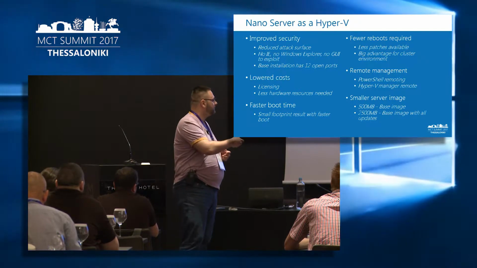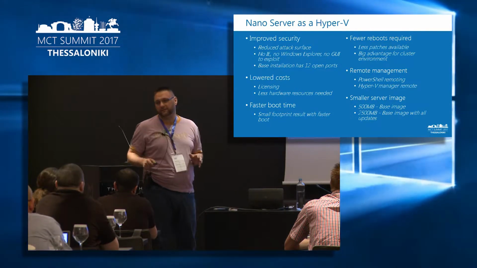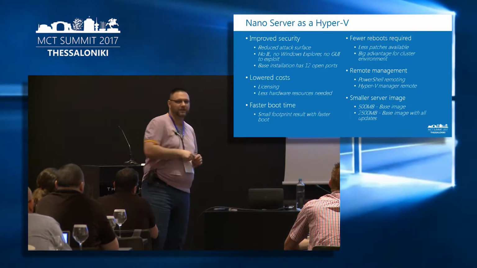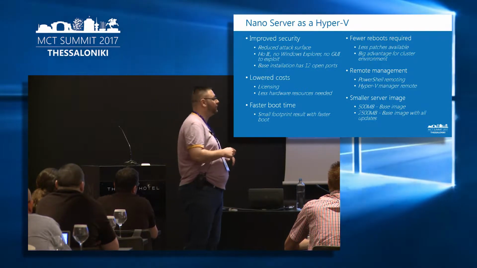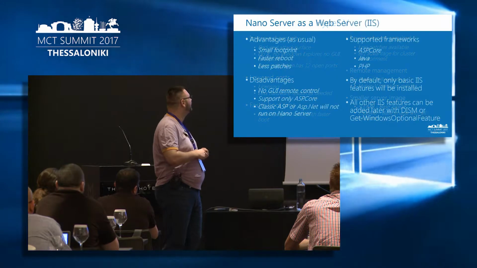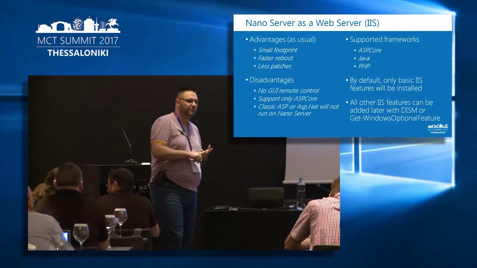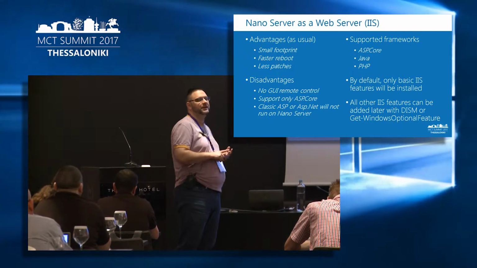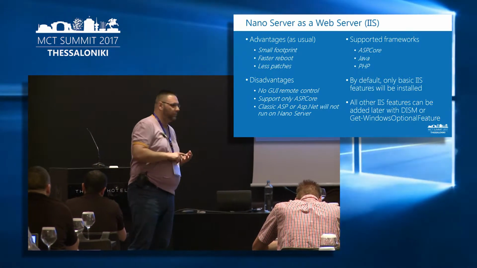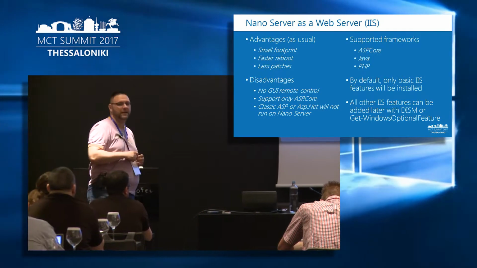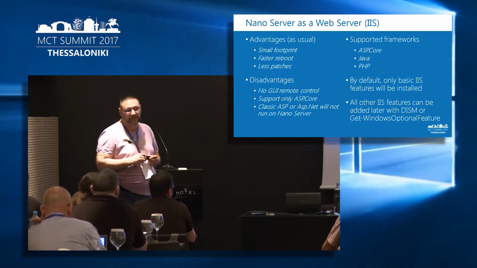You can use a 500 megabyte base image; with all patches it is 2.5 gigabytes for now. 2.5 gigabytes. Nano Server, as I said, as usual, has a small footprint. We don't need so many restarts, fewer patches. We don't have a GUI, as I said, and it supports only ASP.NET Core. Classic ASP or ASP.NET is still not supported.